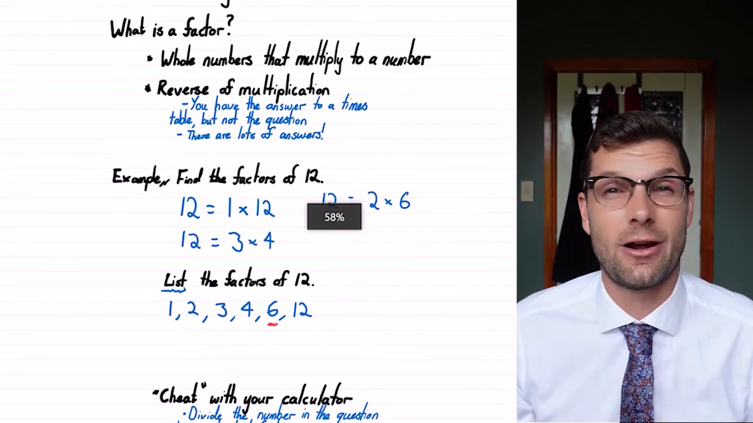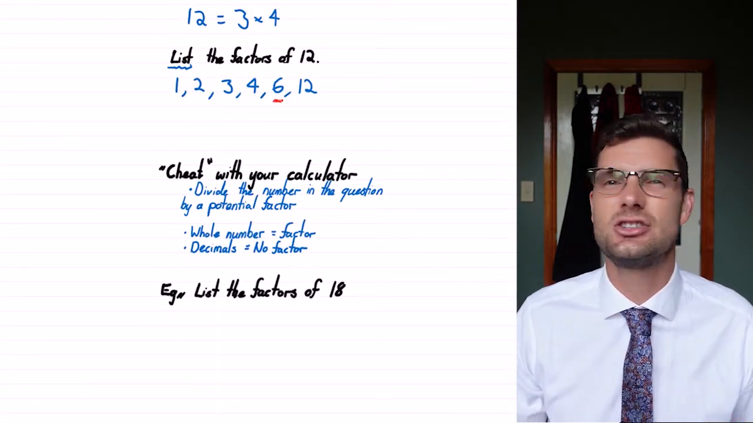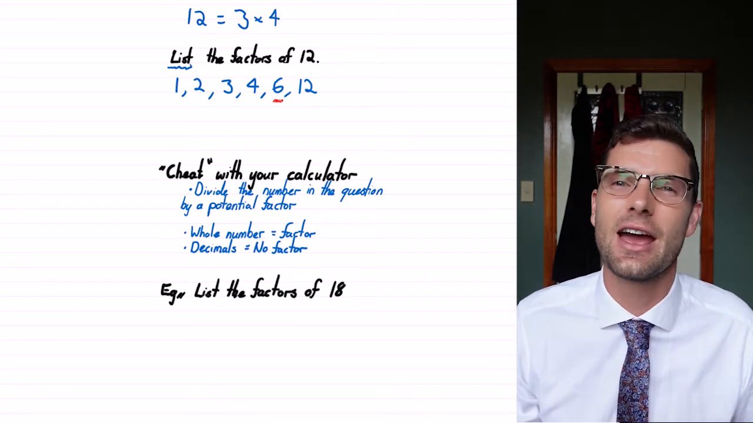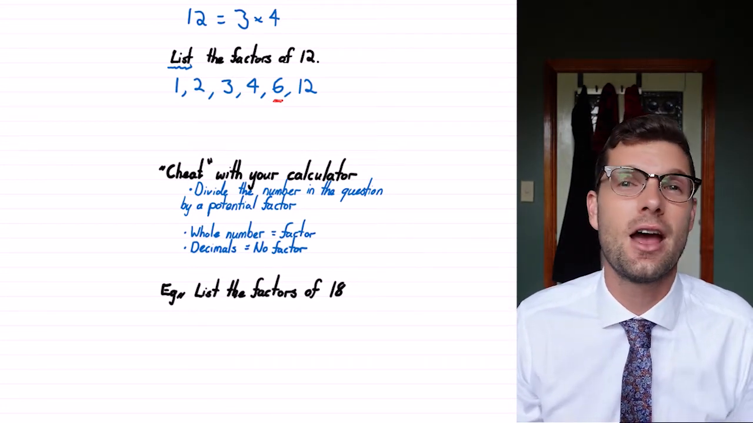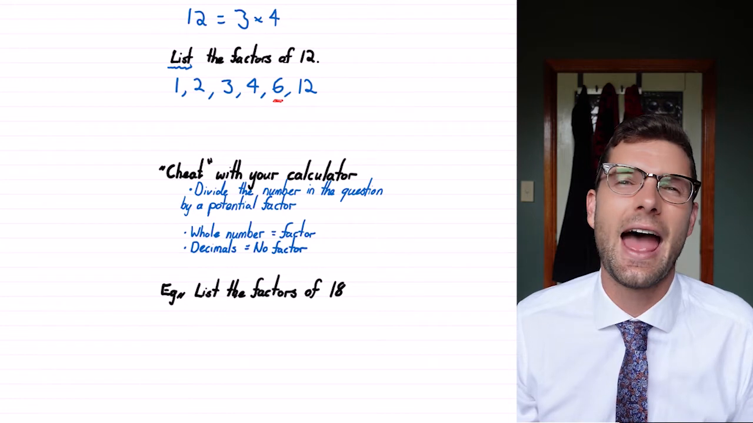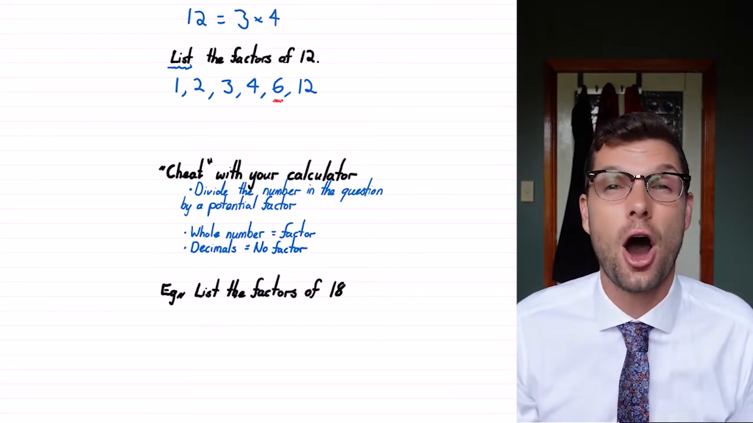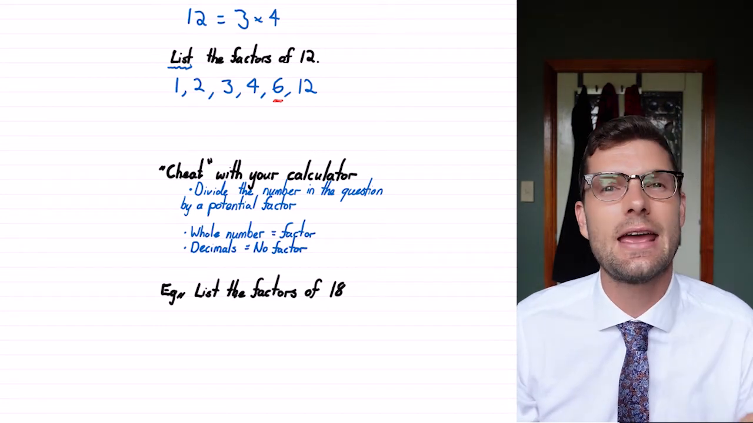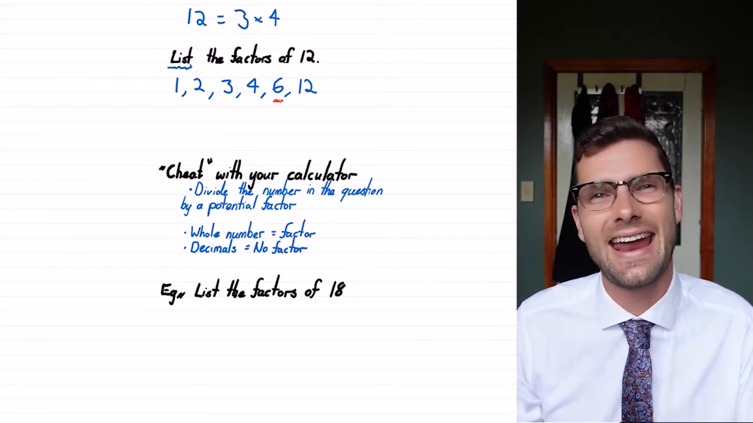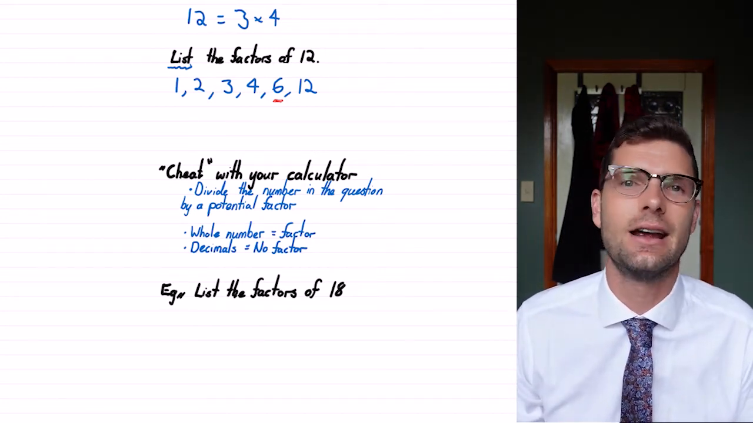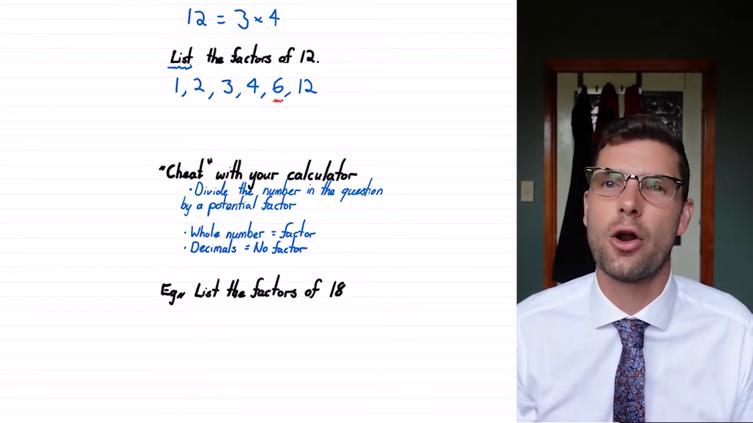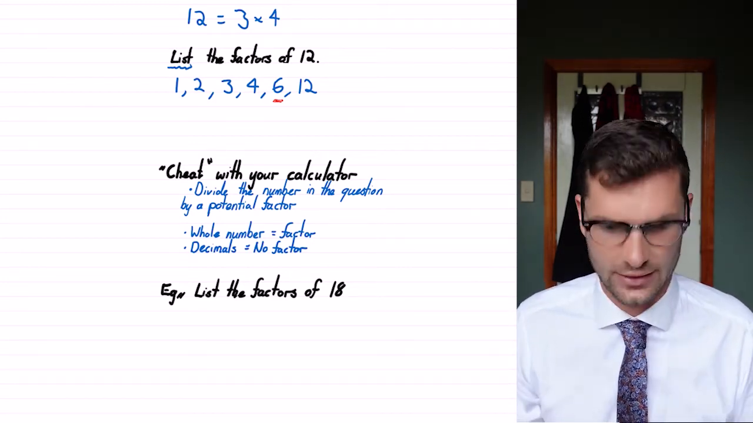What I would definitely recommend if you're finding this a little bit difficult is just cheat with your calculator. What I mean by that is you put in the number that you're trying to find and you divide it by any potential factor. If you get a whole number answer in your calculator, it means that the number you divided with and the answer are a factor pair. If you get any decimals, don't worry about it, cross it out, it's not a factor.